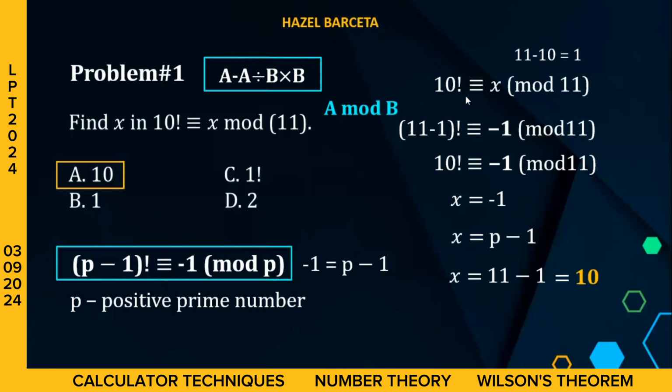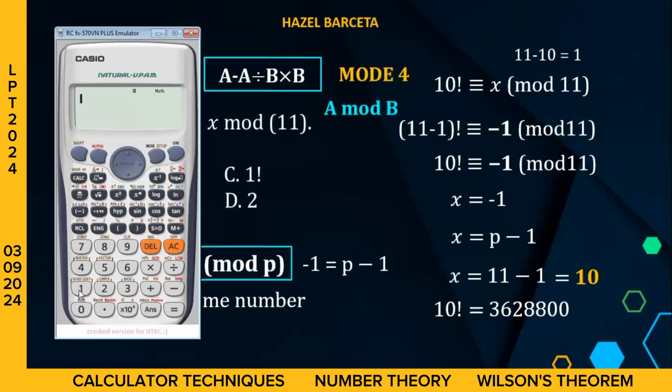So, ibig sabihin po pala kung ano yung value ng ating modulo, yun po si B. Yes po. How about A? Si A naman ay yung value or values before the congruent sign. Hence, dito po sa ating problem, we have 10 factorial, which is equal to 3,628,800. By the way, mode 4 po tayo dito. So, let's check. Let's get our calculator. Check po muna natin ang ating 10 factorial.